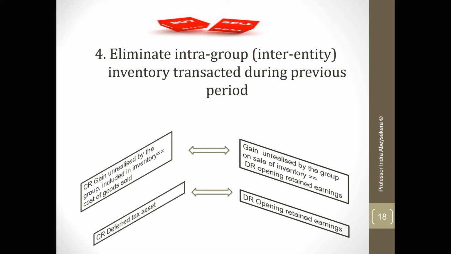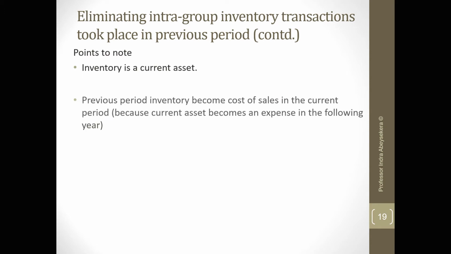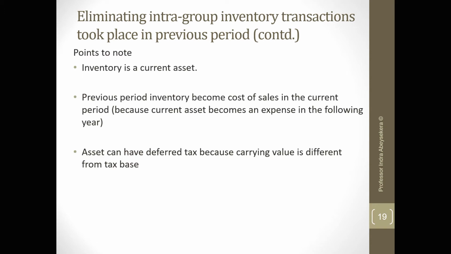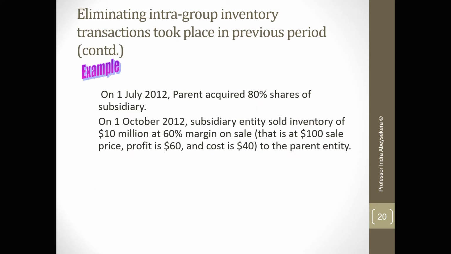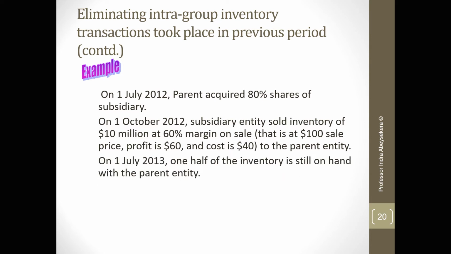If you look at inventory transacted during previous period, the previous period inventory becomes cost of sales in the current period because inventory has been brought in and it will be sold out, so it will become cost of sales in the current period. And the asset that had deferred tax asset, because now when the inventory is sold, will become income tax expense.